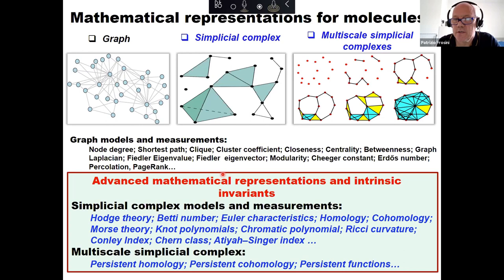I am curious about your opinion about the role of group actions in your approach. Is there any role for group actions?